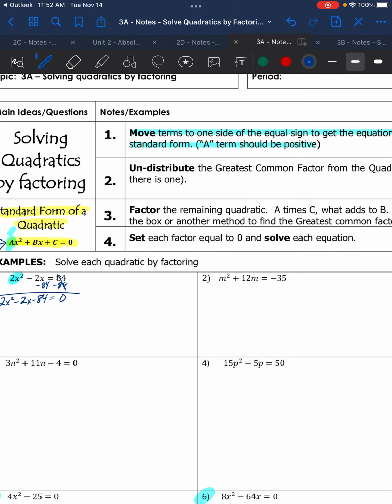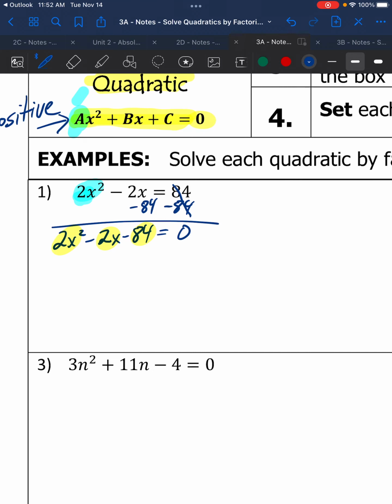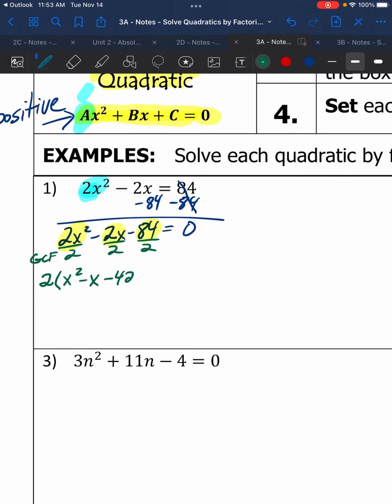Now, this is kind of Mr. Johnson's made up word, but we're going to undistribute the GCF, the greatest common factor, if there is one. Looking at all the individual terms, 2x squared, 2x, and 84, is there a number that I can divide out of all of them? It can also be a variable, but right now we're just looking at numbers. They're all divisible by 2. That is the biggest number, that's my GCF. So I'm going to undistribute, divide it and put the 2 out front, leaving me with 1x squared, which is x squared, minus 1x minus 42.